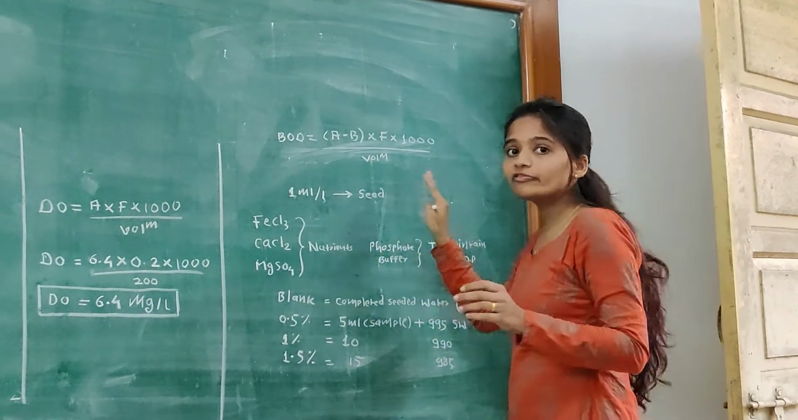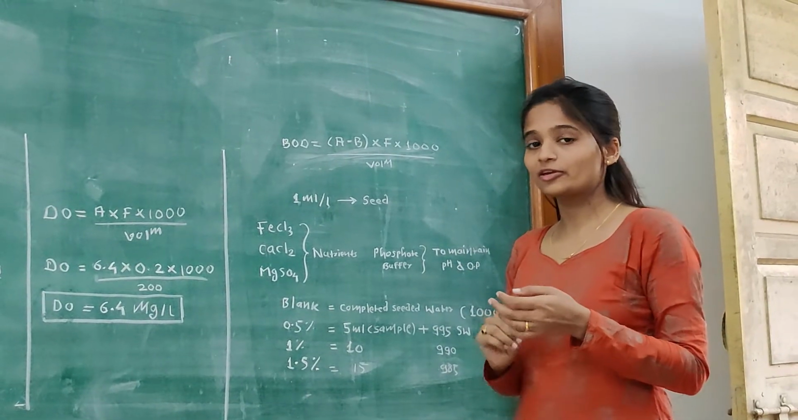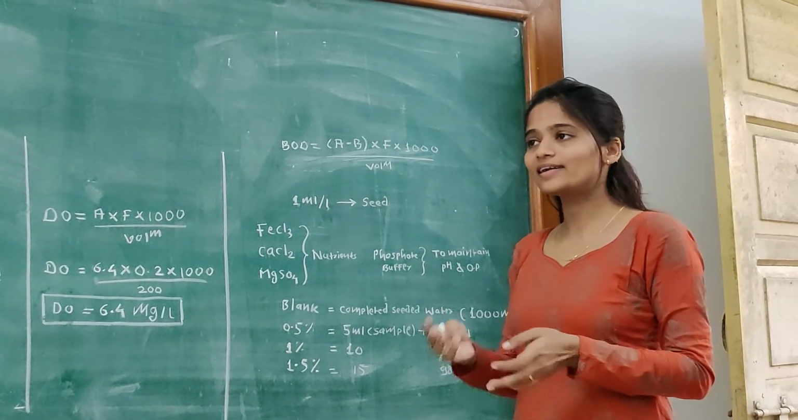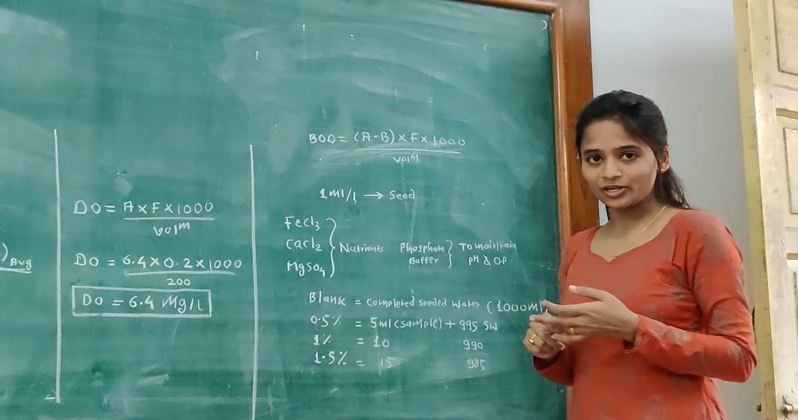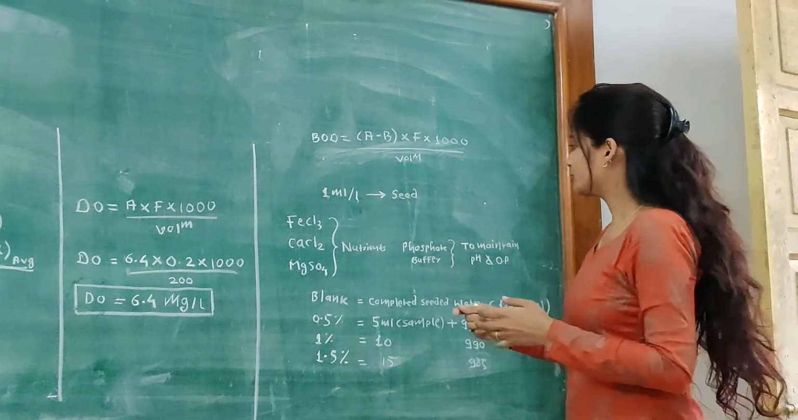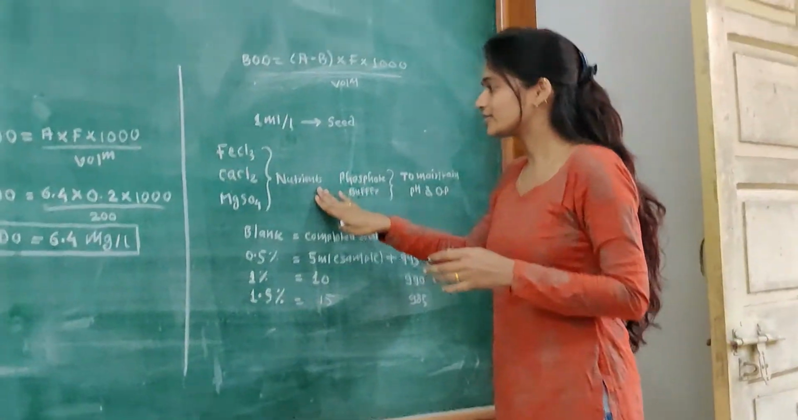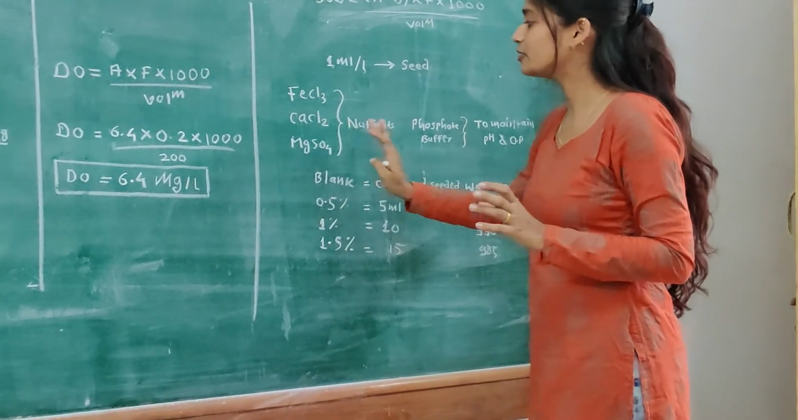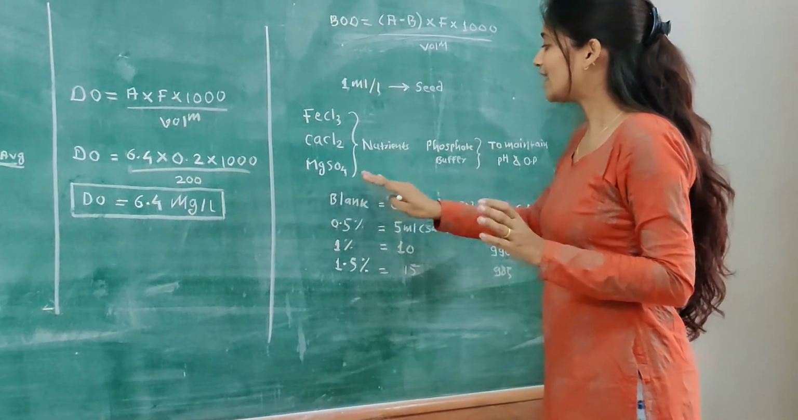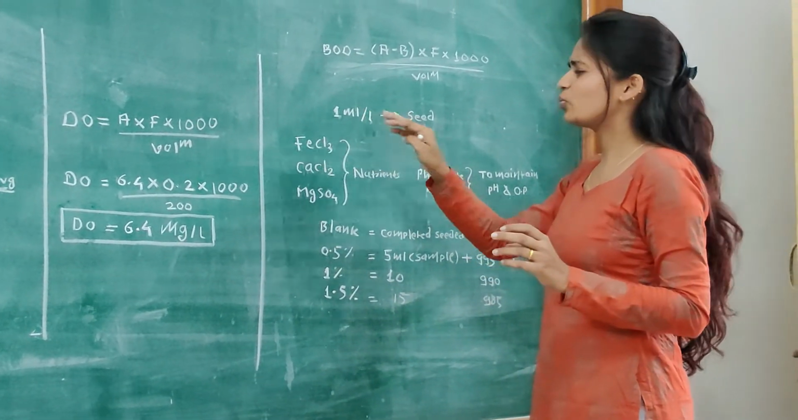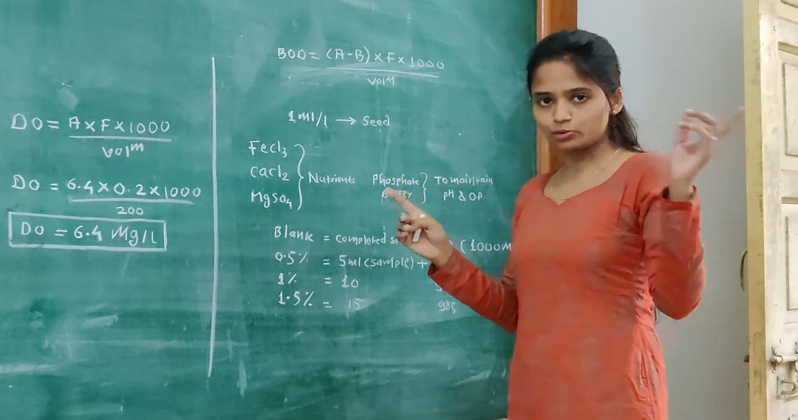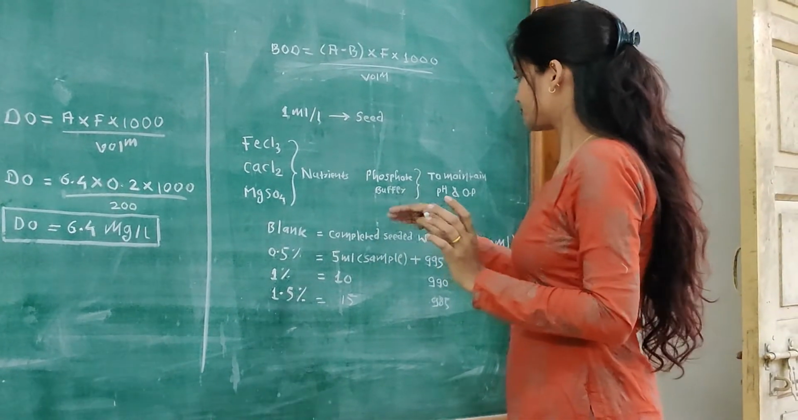Then if we are adding microorganisms, obviously like all living beings, even microorganisms need food for their growth. So we will have to add nutrients: FeCl3, CaCl2, and MgSO4. Even these are added in the amount of 1 ml per liter, I guess. You go through your procedure once and see.